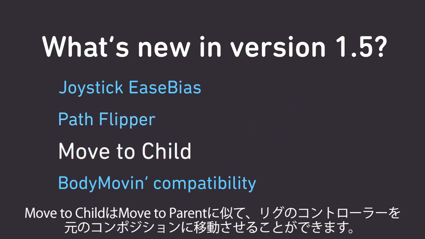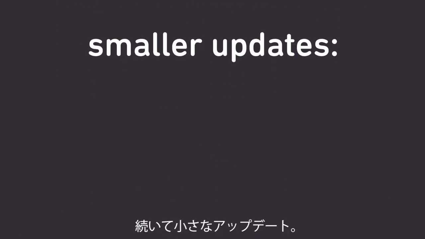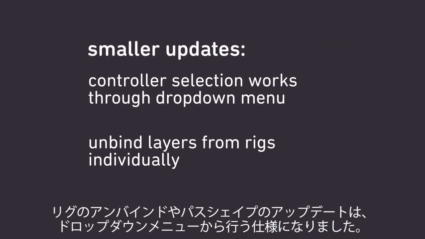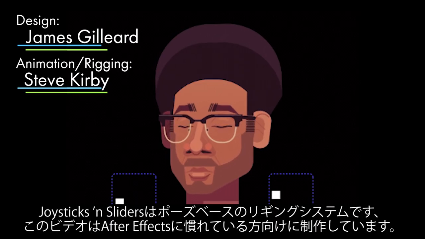As a companion to the Move to Parent Comp function, you can now easily move controllers back to their original comps with Move to Child. And now you can convert your rigs to SVG with the help of Body Movement, the amazing extension by Hernan Torisi. As a couple smaller updates, unbinding rigs and updating path shapes now reads your controller from the drop-down menu, so you don't need a timeline selection. And now you can unbind individual layers from your rig instead of unbinding everything at once.